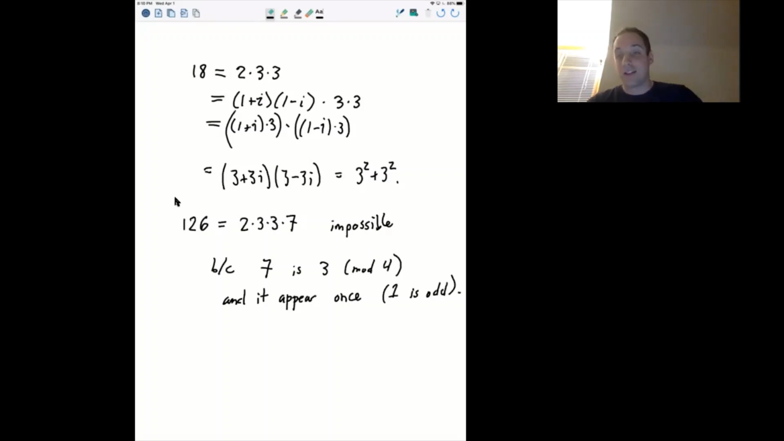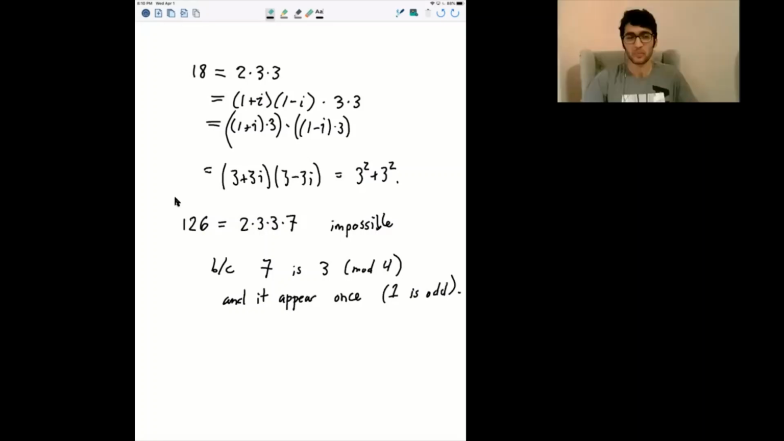Okay, so now hopefully, if you followed all those steps, you now know how to decide which numbers you can write as a sum of two squares. By the way, how much time is left before we're done? I think about 10 minutes or so. Okay, cool. So that's the two squares question.